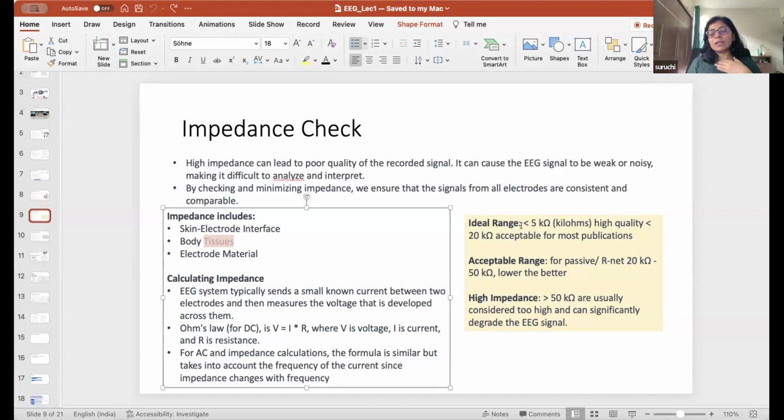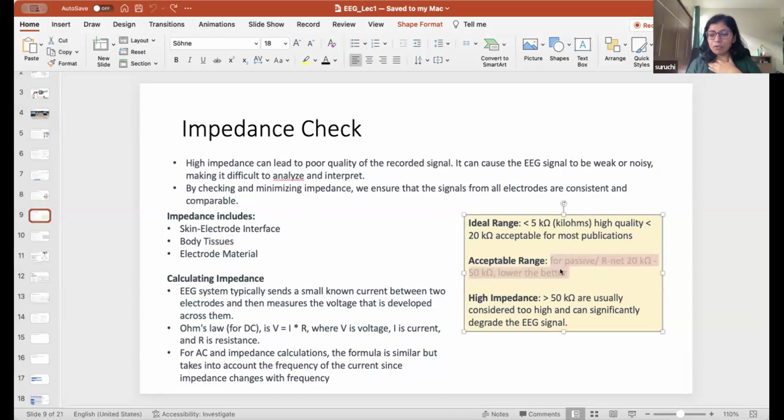Now, the ideal range that you will see in papers: impedance is measured in kilo ohms. If it's 5 and below, that is perfect and ideal, but that is typically attained with active electrodes; most active systems will have that. In passive, gel-based systems, if you've done a really good job and people didn't have a lot of hair, then less than 20 you can publish in most journals. For passive systems, 20 to 50 is not so good, but we can manage; for this, 50 is fine.